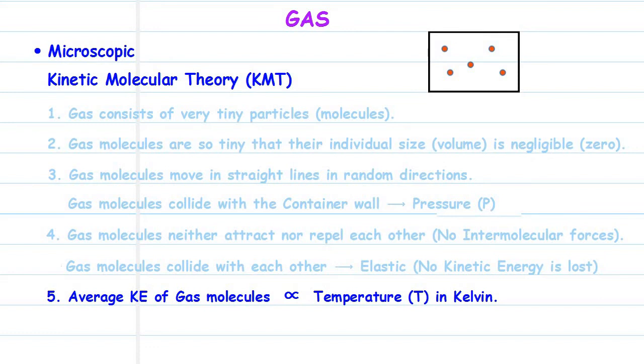And the average kinetic energy of the gas molecules tends to be directly proportional to temperature in Kelvin, which means if temperature goes up, the kinetic energy will go up too. And if temperature goes down, the kinetic energy will go down too. You may remember that kinetic energy is equal to half of mv squared, and v here is speed or velocity, in this case the speed of the gas molecules, and we will actually be looking at this in the next topic in this video.